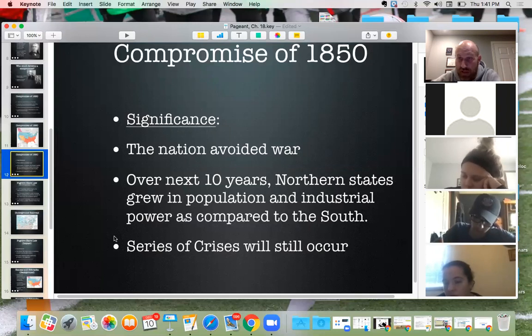Once the South seceded and the North said they weren't going to let them secede, really the South was somewhat in trouble from the beginning because of the industrial capacity of the North. The South does have some advantages though, but we'll talk about that when we actually get to the fighting.